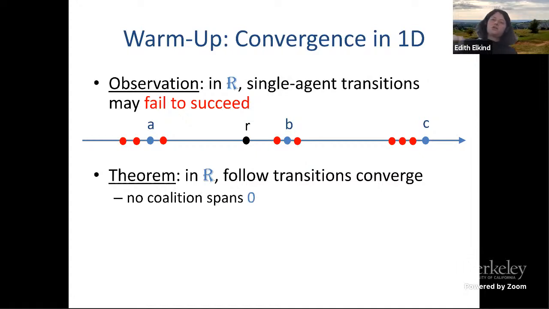Okay, and in general, not just in this example, in one dimension, follow transitions converge. An easy way to see that is that first we can observe that no collision can possibly span 0, having members both to the left of 0 and to the right of 0, because there is no proposal that can be supported both by the left-wing agents and by the right-wing agents.